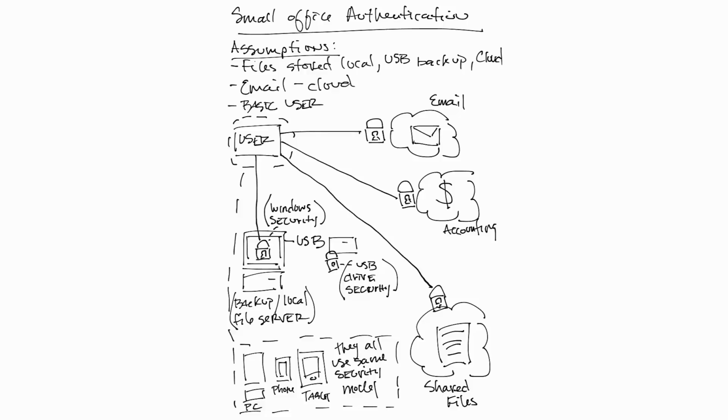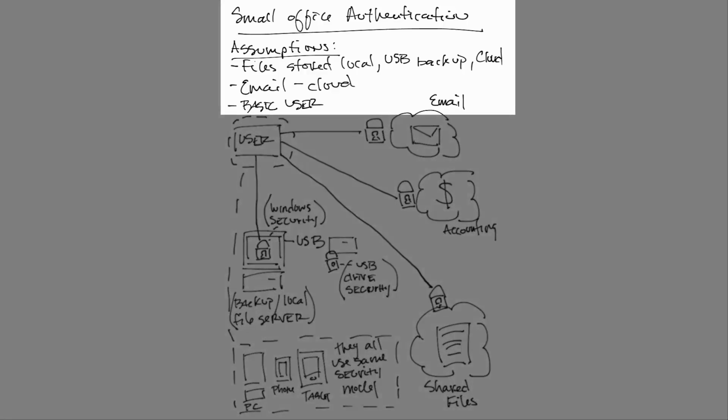So this is an example with a few assumptions here. Let's take a look at the top. First of all, the files are stored local on the user's desktop or device. They're backed up to some sort of USB drive inside of the environment as well as to a cloud environment. Email, accounting, things of that nature, all cloud services, and then of course a basic user that is not a power user, for example.